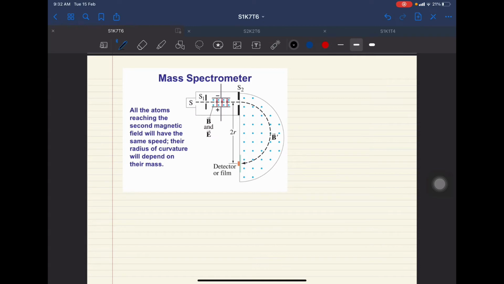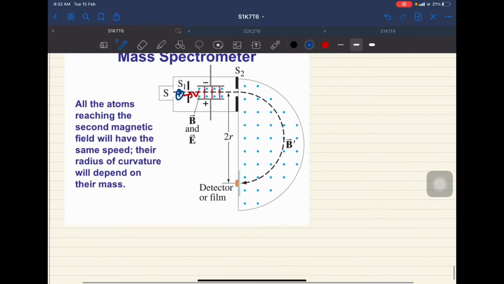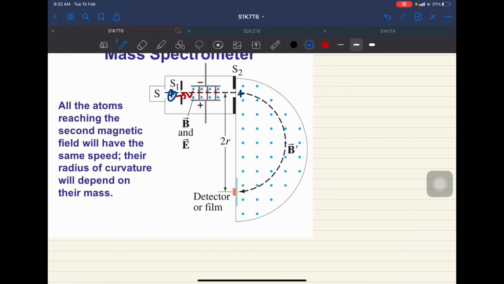Again, if you have a positive charge, just put it over there. So it goes to a velocity selector. You can select one particular velocity and it goes out over here, and then it starts to experience only magnetic field. Over here you have magnetic field and electric field, but over here you only have magnetic field.